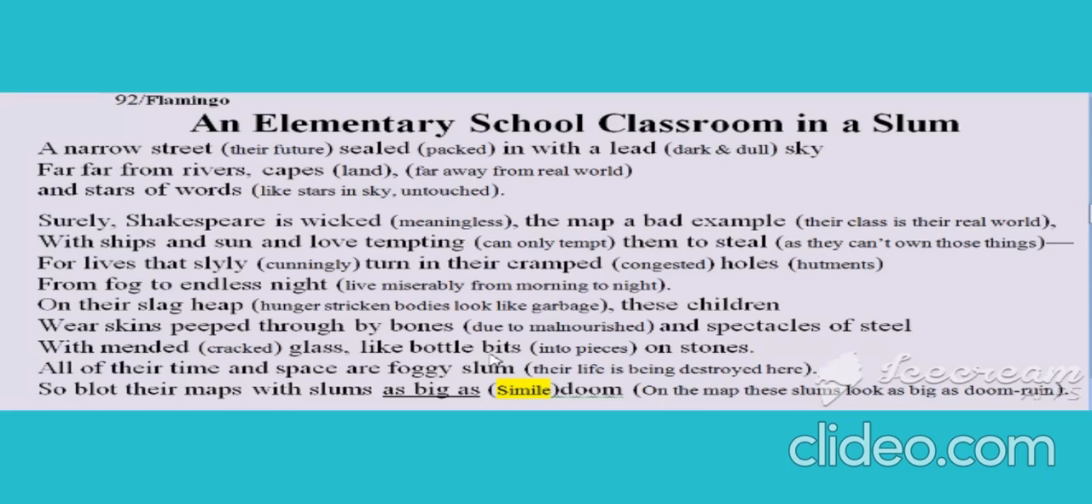Surely, like we have earlier discussed, there were donations. So surely Shakespeare's picture is useless there, meaningless there. It is wicked to hang a picture of Shakespeare. The map is also a very bad example here, because for them their map is the window through which they can see outside, with ships and sun and love tempting them to steal, and the beautiful pictures of sun and love that can only tempt them to steal that kind of life. Actually, it's not possible for them to live that life, so they can only steal it.